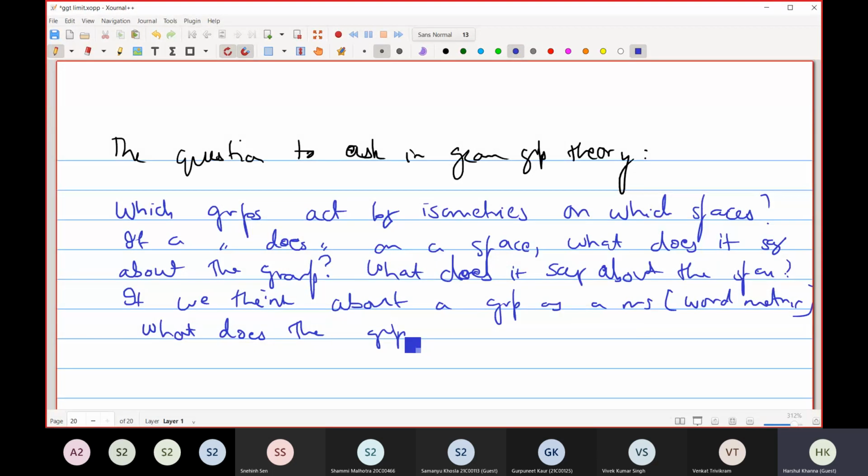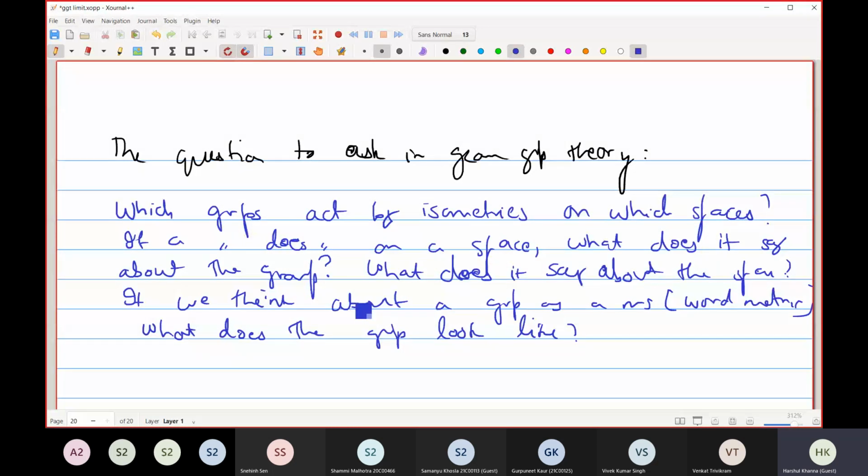So we already see an example in your previous theorem. We already saw an example of this: if a group does act on a space, what does it say about the group? We saw it in the form of a theorem that says that if you have a free action by isometries on your Rn, then G is torsion free. There are no finite order elements.